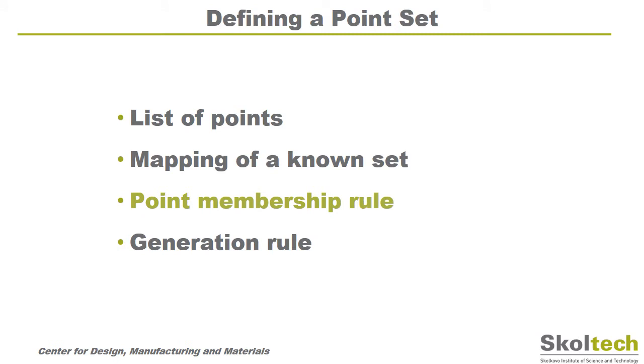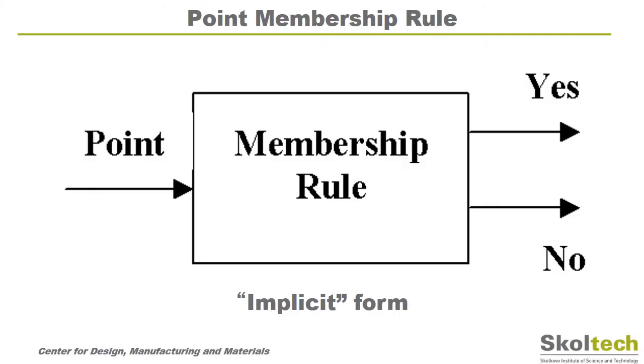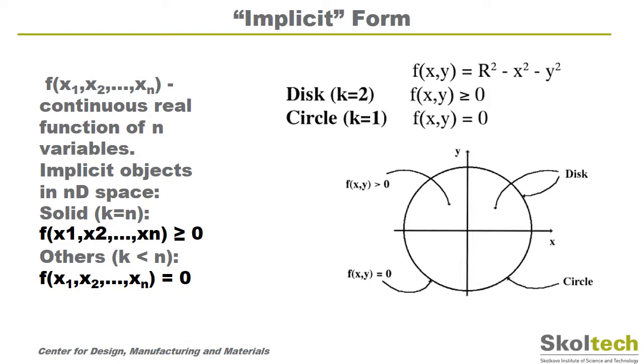It's a point membership rule. A rule may be established which allows for any given point to judge if it belongs to the newly defined set or not. Implicit curves and surfaces and functionally defined solids and volumes are introduced in this way. Implicit curves and surfaces are defined using continuous function of 2 or 3 point coordinates respectively.